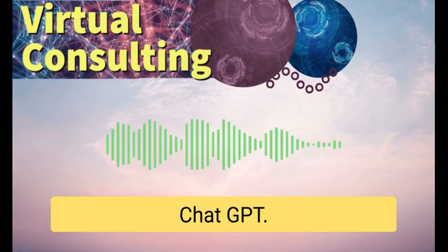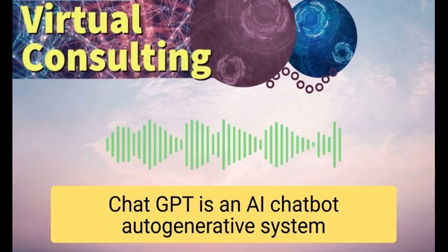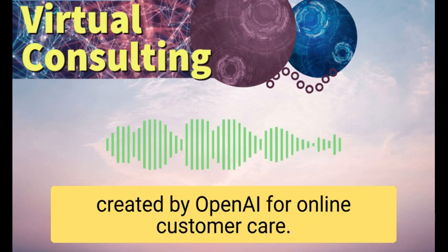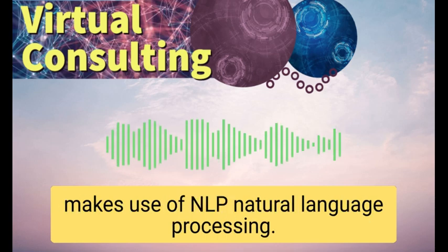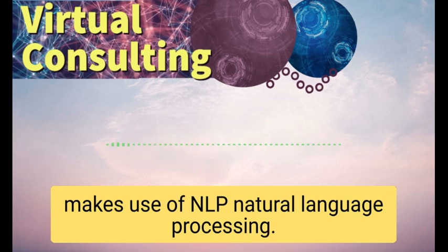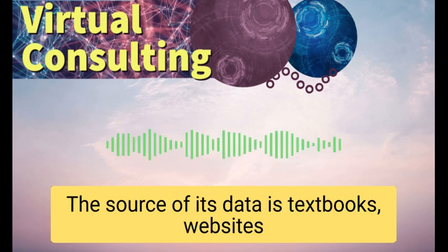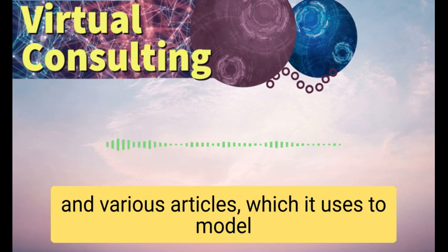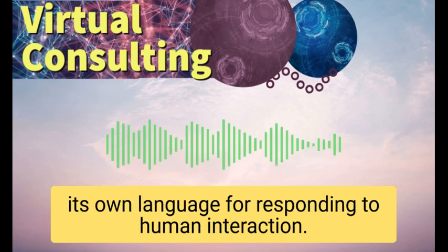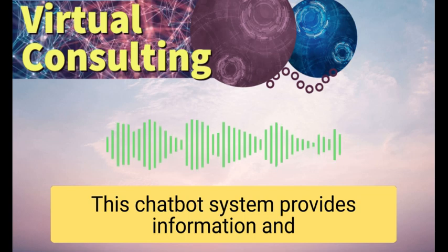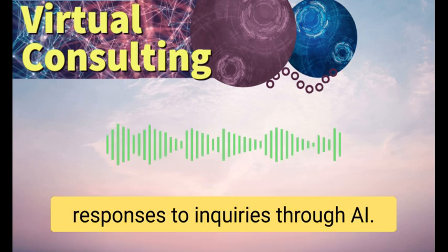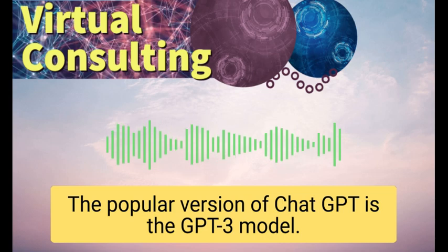What's ChatGPT? ChatGPT is an AI chatbot auto-generative system created by OpenAI for online customer care. It is a pre-trained generative chat, which makes use of NLP, natural language processing. The source of its data is textbooks, websites, and various articles, which it uses to model its own language for responding to human interaction. This chatbot system provides information and responses to inquiries through AI. The popular version of ChatGPT is the GPT-3 model.